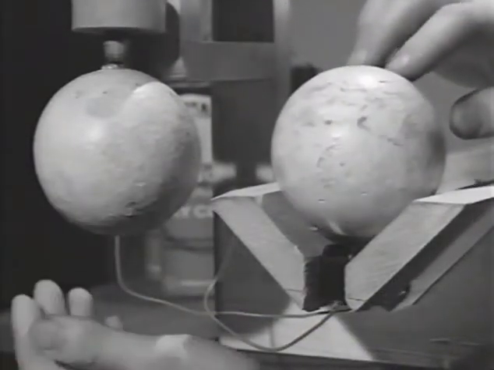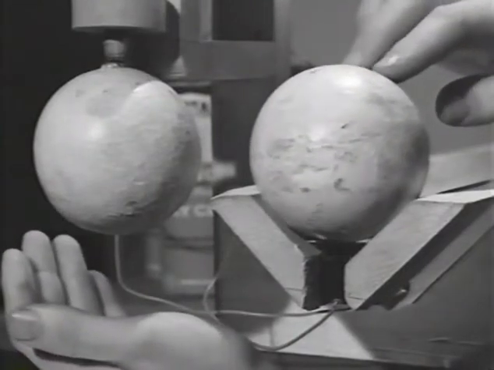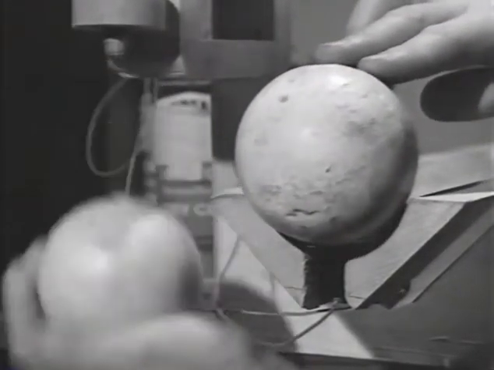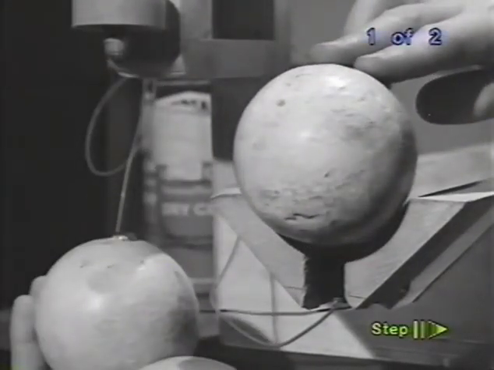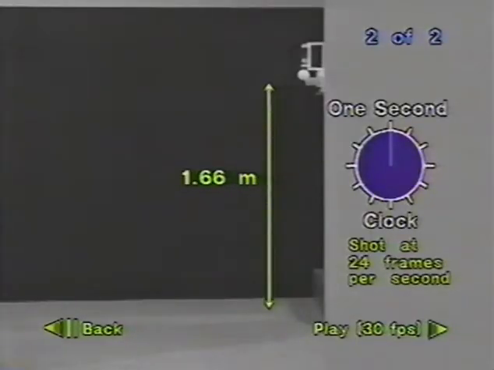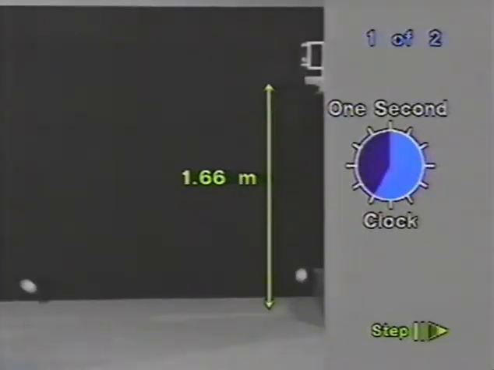A ball rolling off the trough triggers a switch that drops a ball suspended from an electromagnet. Watch the motion of the two balls again in slow motion. What do you see? Note the positions of the two balls with respect to the point of launch, with respect to each other, with respect to the floor.